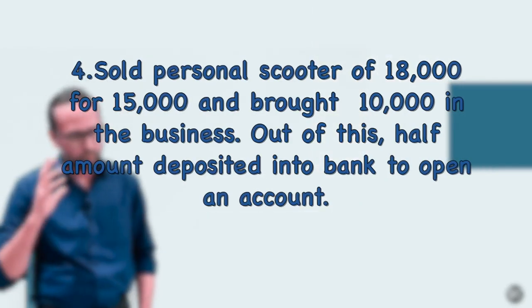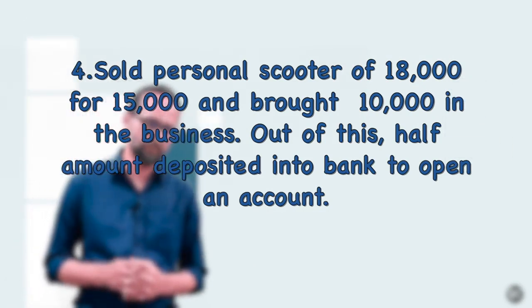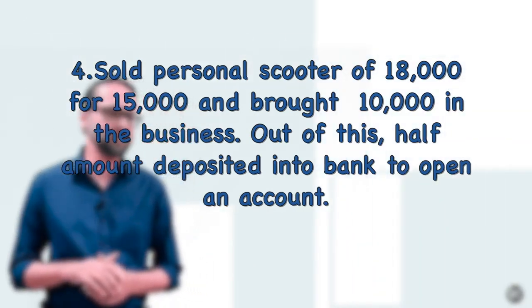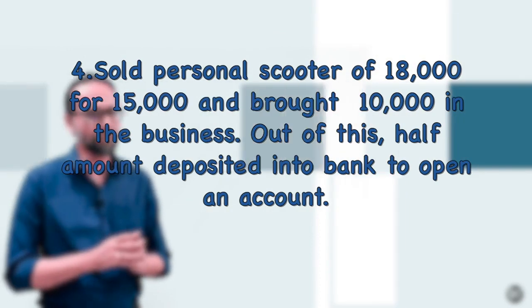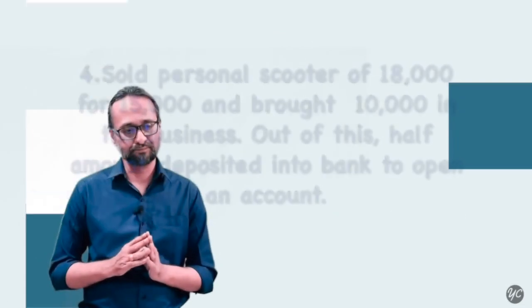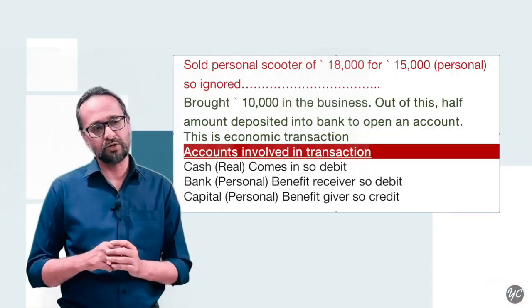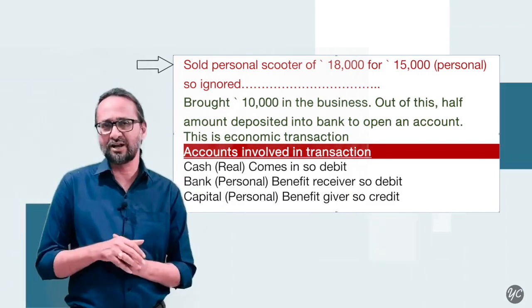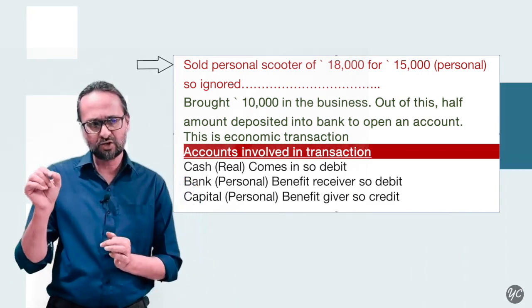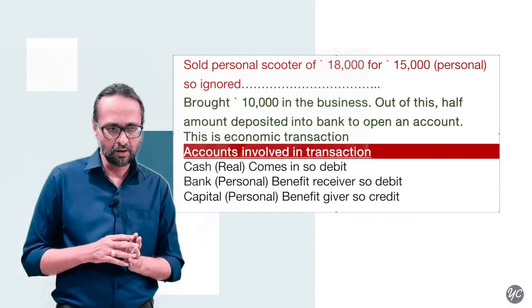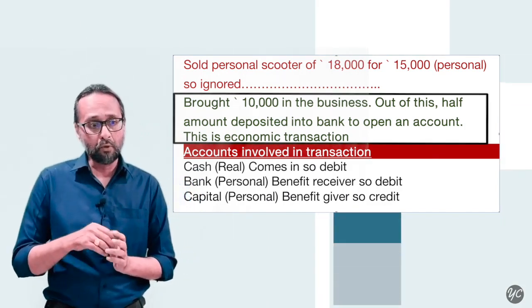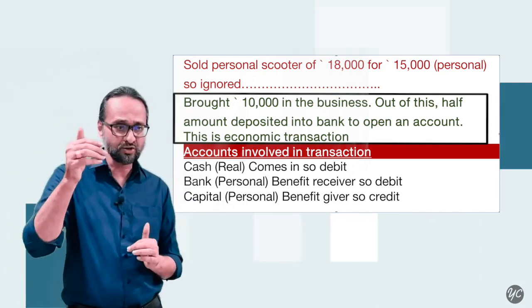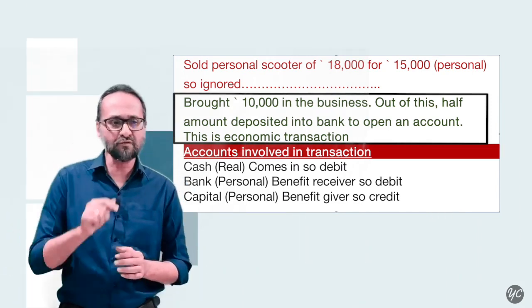Now the next transaction. Sold personal scooter of 18,000 for 15,000 and brought rupees 10,000 into the business. Out of this, half the amount is deposited in the bank to open an account. See the first part of the question. Sold personal scooter of 18,000 for 15,000. So this is a personal transaction. The first part of the transaction is a personal one, so we ignore that side. Now what do they write? Brought rupees 10,000 into the business. That is important.